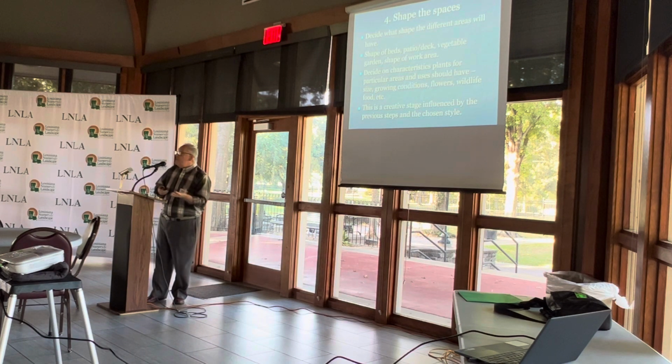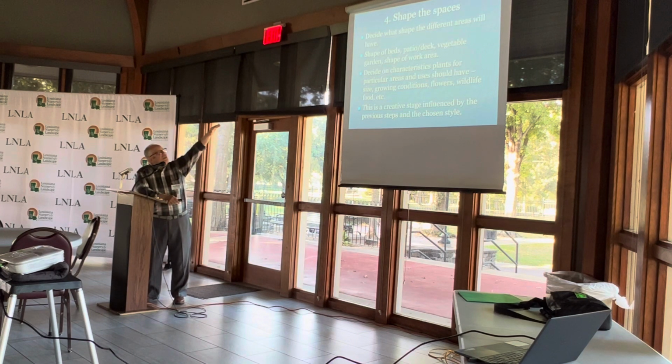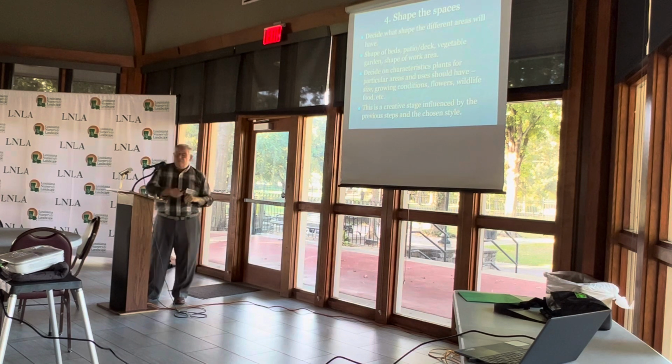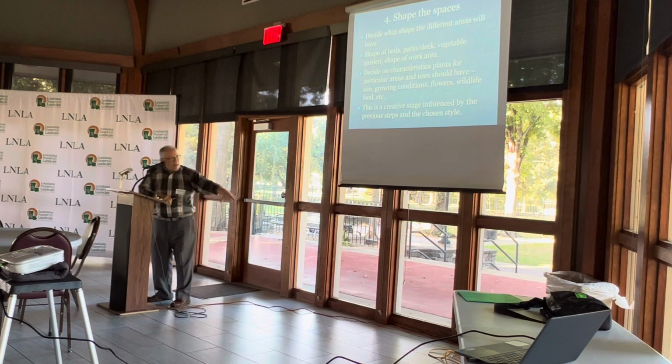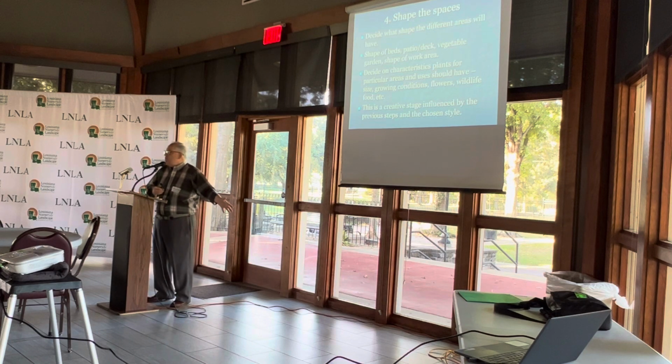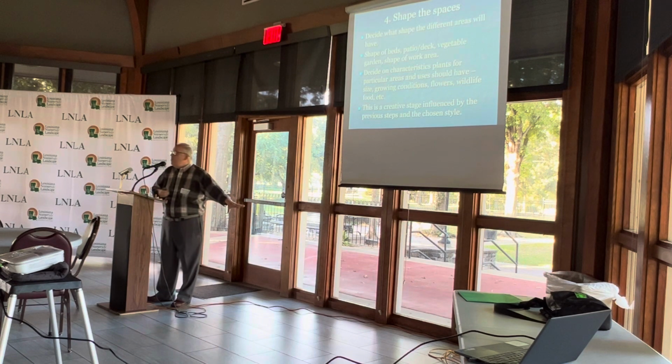Again, I mentioned shaping the space. At that point, you decide what shape the different areas will have, the shapes of beds, the shape of the patio or deck, how big the vegetable garden is going to be, and decide on the characteristics of plants that you should be using, not the plants themselves, but just the characteristics. So if you know you want a shrub planting in this area, at this stage you're saying, well, I want a shrub that's going to be evergreen and bloom with pink flowers because the client likes pink, and let's have it bloom in the fall because we've got other plants that bloom in the spring built into the landscape. That's as far as you need to go at this stage.